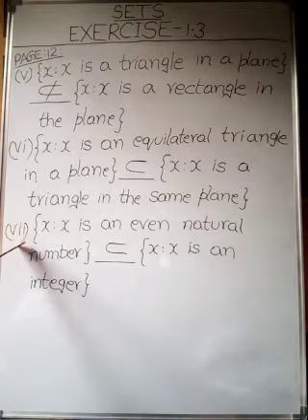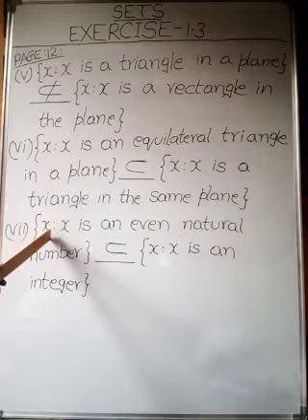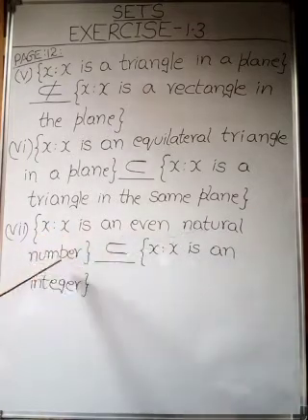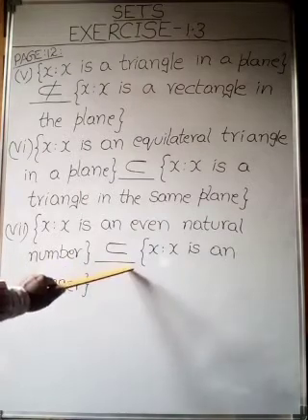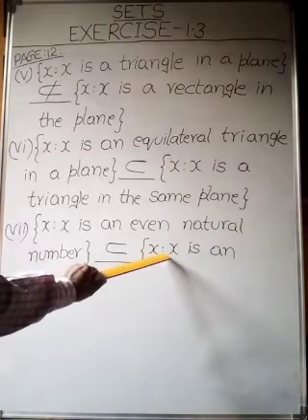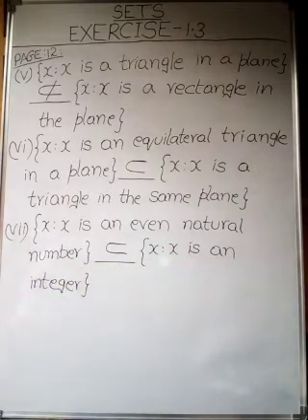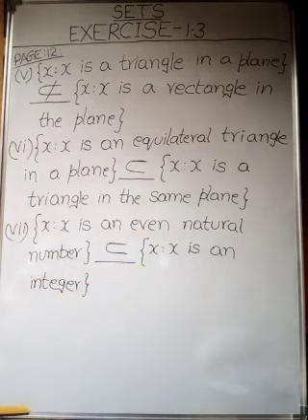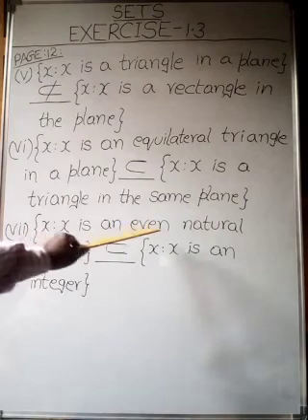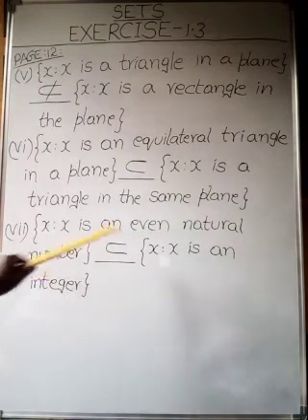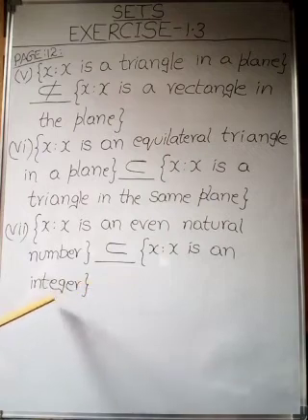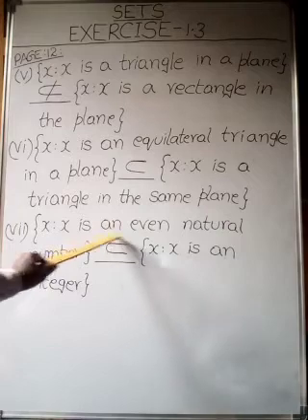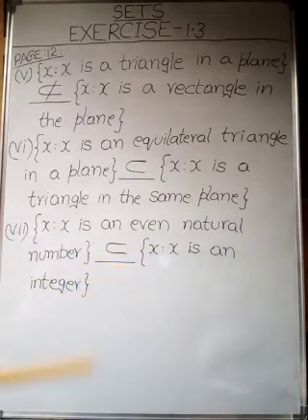Question number 7. Set of all x such that x is an even natural number. This is the first set. And set of all x such that x is an integer. Is the first set a subset of the second set or not? Yes, because every even natural number is also an integer. Isn't it, my dear children? Yes. So the first set is a subset of the second set. Is it clear, my dear children? Right.